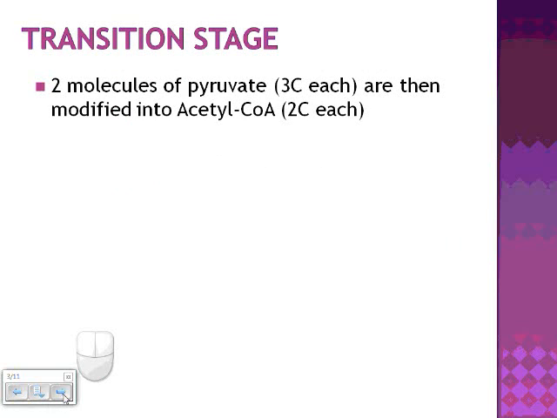The transition stage is going to be the first thing that's going to happen. And as it says, you've got 2 molecules of pyruvate, right? So you've got those 3 carbons. They're going to be modified into something called acetyl-CoA, which is 2 carbons. So what you're going to end up with are 2 carbons, and they're actually going to have this molecule called coenzyme A attached to them in the end. There are a few steps in between there that happen.